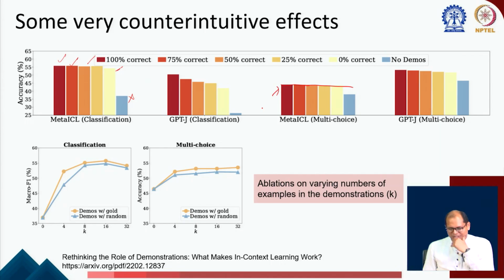This was something counterintuitive. They also asked, what if I change the number of k, if I give more examples? They found that the gold and random curves are very similar across k. So gold is always better than random, but the difference is not so high. And it's not that you can keep on giving more k and get better performance. After some time, the performance also decreases. So this was something very interesting.